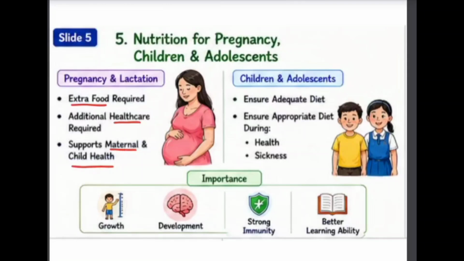Next, we have children and adolescents. This is a period of rapid growth and development. A balanced diet during these years supports physical growth, strengthens immunity, and improves learning ability. So, proper nutrition during childhood and adolescence lays the foundation for a healthy future.